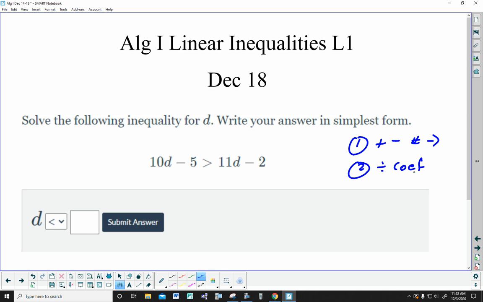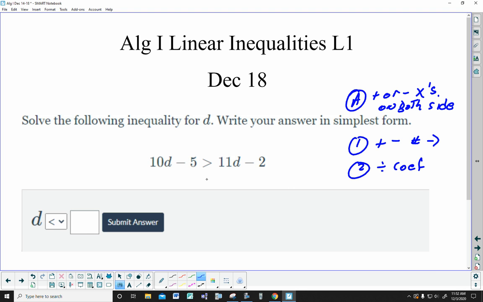Now, there's an additional step that's going to come before this. How about we call it A? It's going to come before it. That step is always going to be add or subtract x's on both sides, so you get just one x.